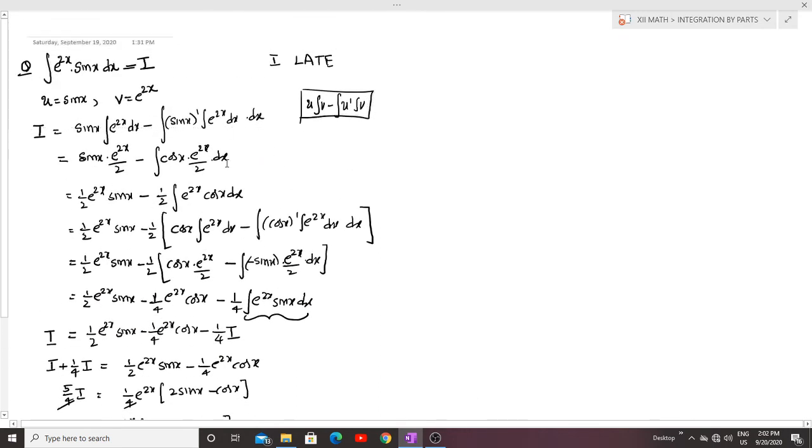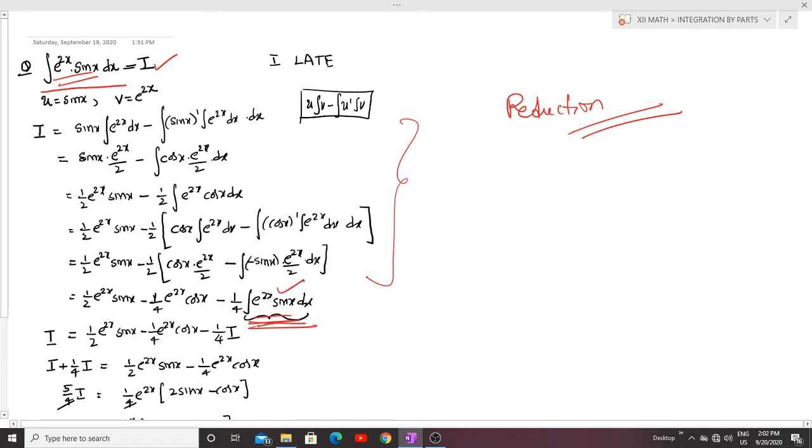See, this is also very important 4-marker model. Many times in the exams I have seen, which is integration of e power 2x into sin x into dx. It is like reduction. What is a reduction? Reduction means the same function will repeat after doing double integration. You get the same function again. You see, e power 2x into sin x. After doing double time, 2 times by parts, I get this one. This is called reduction. It will be repeated.